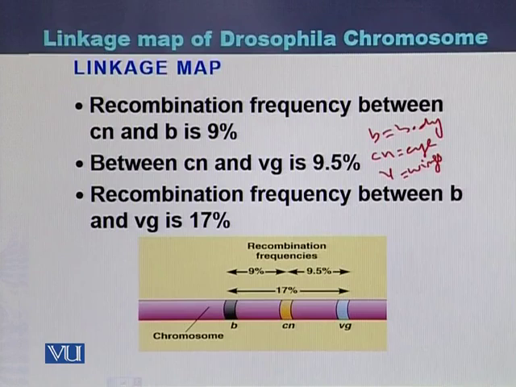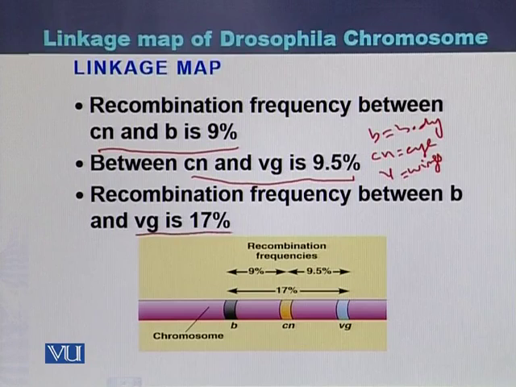The recombination frequency between the CN gene and the B gene was 9%, while the frequency of recombination between the CN gene and the VG gene was 9.5%. But on the other hand, the recombination frequency between the B and VG genes was 17%. With the help of these three frequencies, the linkage map of the chromosome of Drosophila was made.